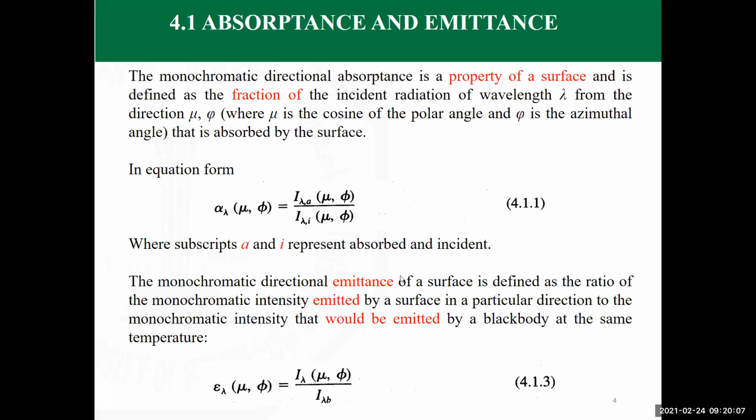The definitions that we are writing now can be written as monochromatic or total. They can be written as directional or hemispherical. So it depends on what is the range that we are considering. And remember, now we're talking only about definitions. So we're defining these parameters just for our use.